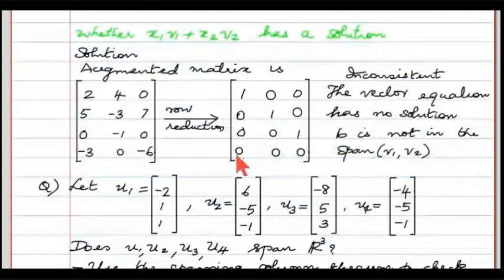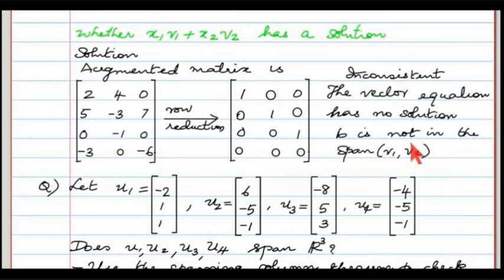If you don't know about this row reduction, you can watch the previous videos. So here the last row is 0, 0. It means that the system of equations is inconsistent. The vector equation has no solution. So b is not in the span of v1, v2.